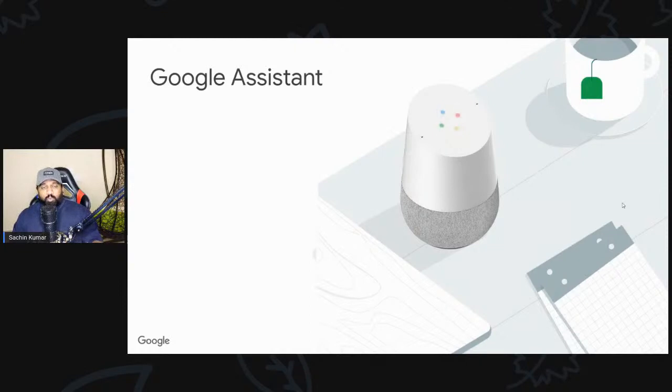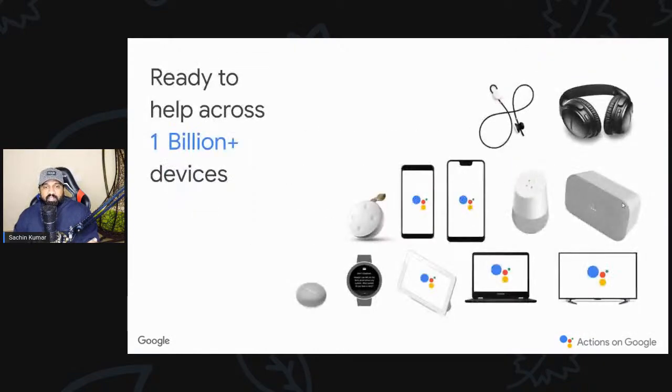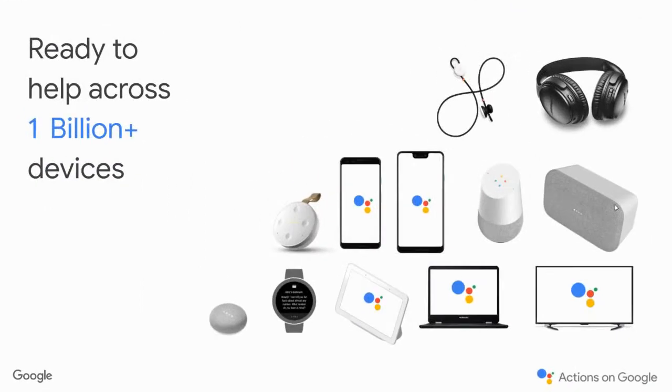Now, with that being said, what is Google Assistant? Google Assistant is your own virtual assistant from Google to get things done in the most meaningful and helpful manner. The Google Assistant is already available across 1 billion plus devices. So why is this very important for us as developers? You have access to 1 billion plus devices. In fact, that 1 billion might have been doubled by now.